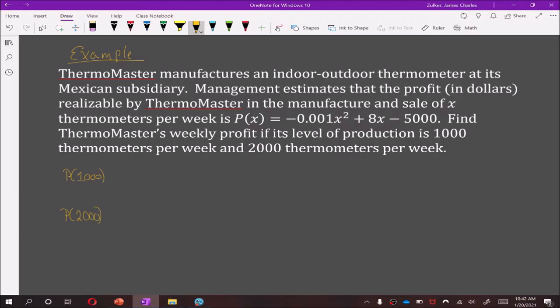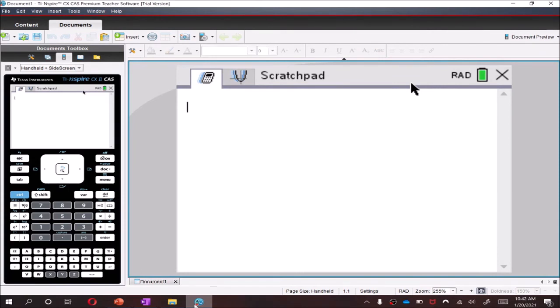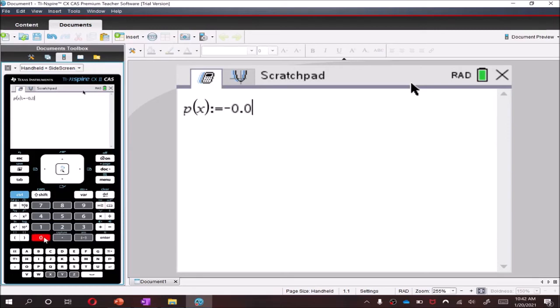Now the easiest way to evaluate these is by use of technology. Specifically, TI Nspire CX II CAS I will be using. The easiest way to do this is to first define the function P of x. So we're going to do P of x. Then we'll hit Control and then this button right here, colon equals, which is saying that this is a function that's being defined. Then it was negative 0.001 x squared plus 8x minus 5,000. Now when we hit enter, we'll see done.